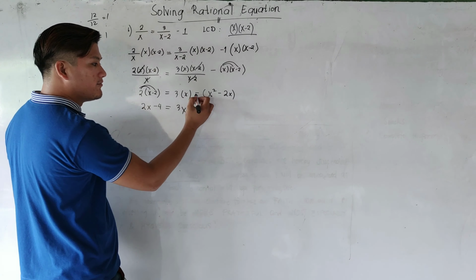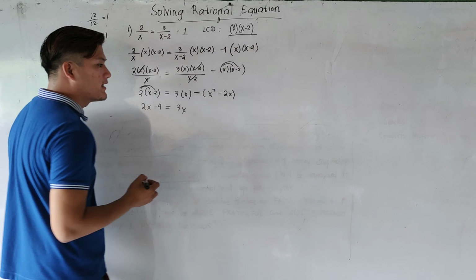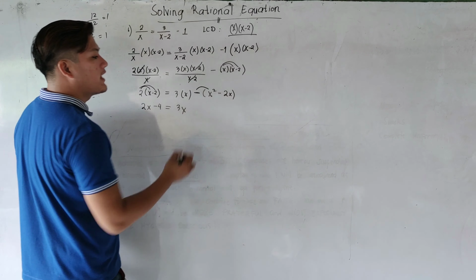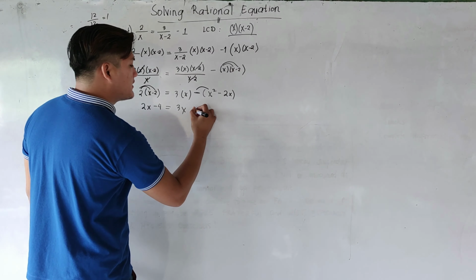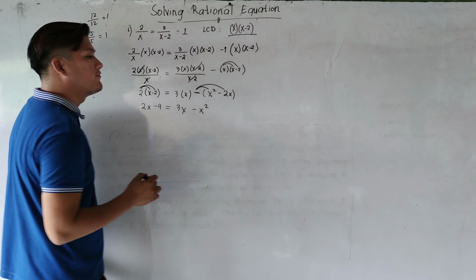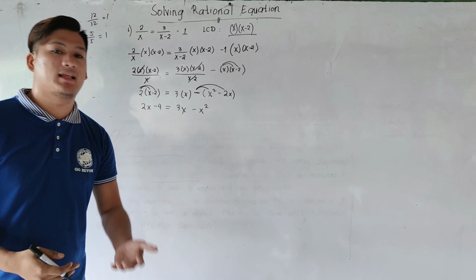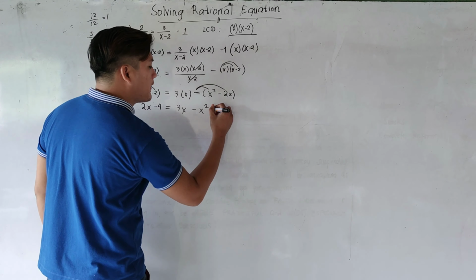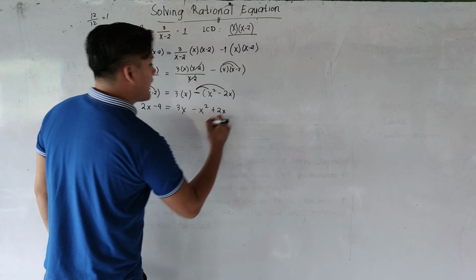And distribute the negative. We have to distribute this negative to the terms inside the parentheses. So negative times x squared, we have negative x squared. Then negative times negative 2x, negative times negative is positive. So negative times negative 2x, we have positive 2x.